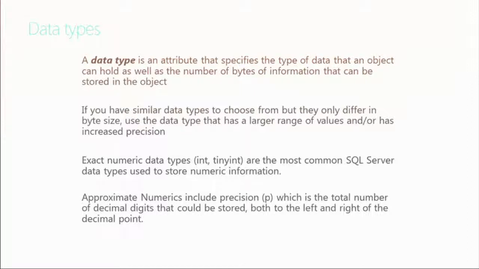And then we have approximate numeric types. These include precision, indicated by the letter P, and that gives us the total number of decimal digits that can be stored both to the left and to the right of the decimal point. So all of this has to be considered when you're trying to decide what columns you're going to create for your new table, for instance, and what type of data you're storing in there.